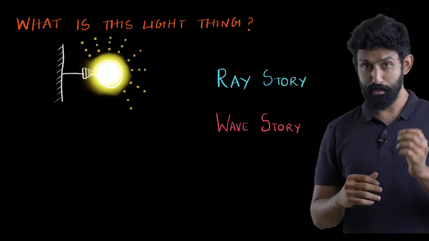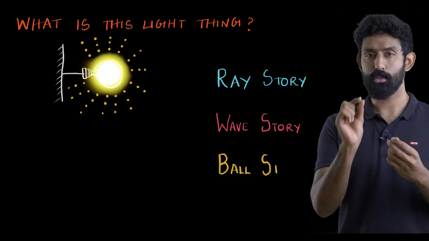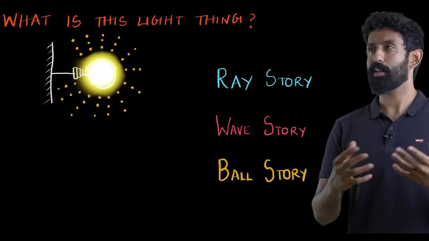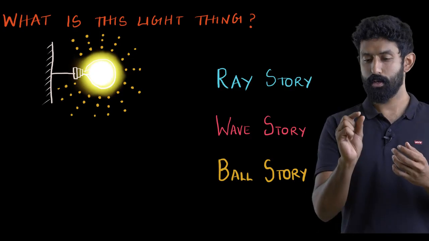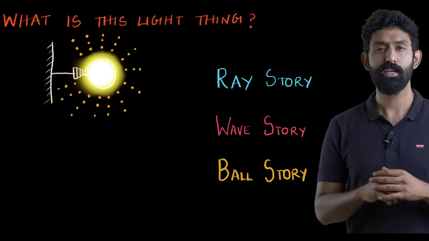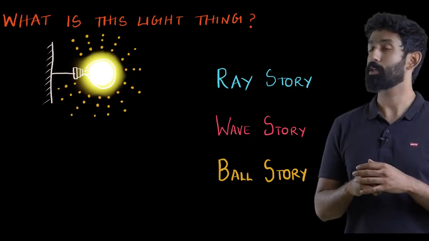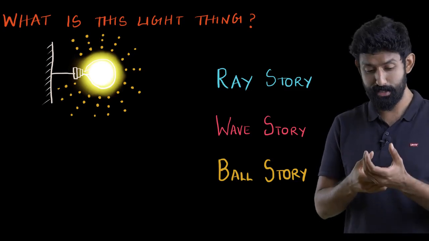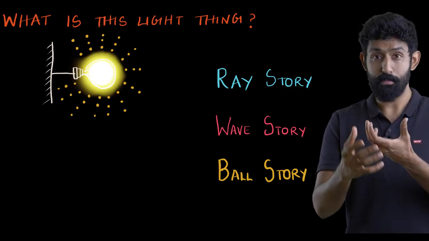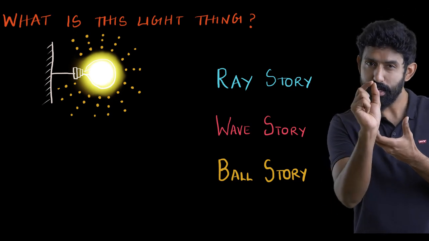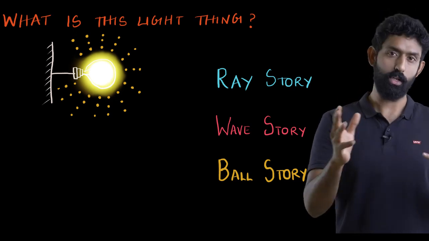The third story you may believe is what we call the particle or the ball story. The ball story is that light is just made up of multiple tiny little balls of energy, right? And when you are switching on a torchlight, what you're doing is that you're basically turning on a machine gun, and billions of these tiny pellets of light are going in all directions.